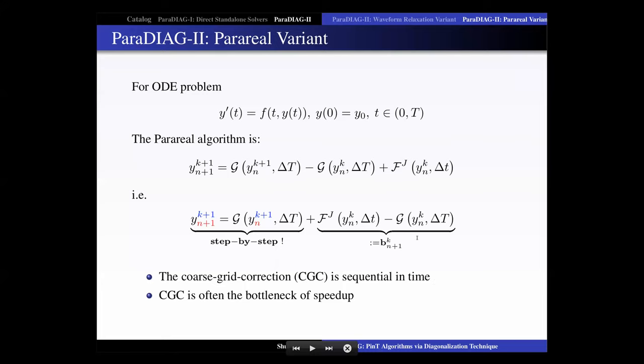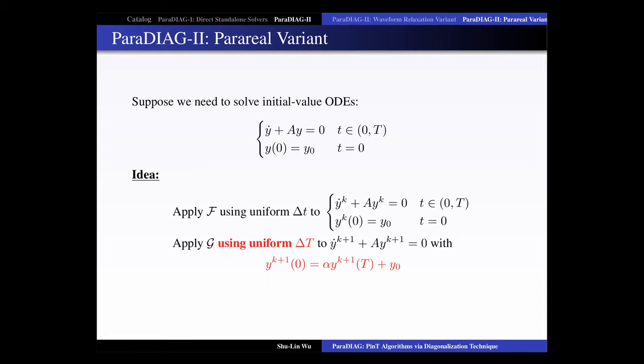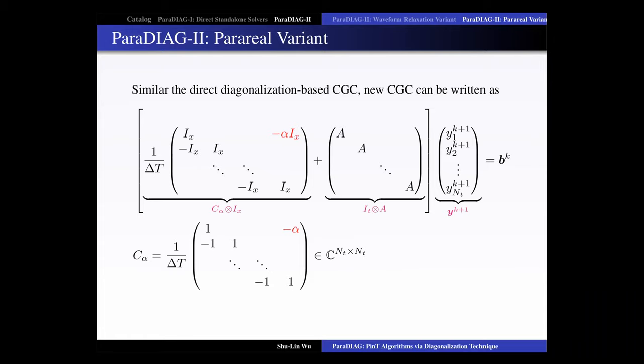Okay, this part is known from the previous iteration, so we denote it by b_k. The idea is to apply the G propagator using uniform step size to a modified ODE problem. So this is the initial condition, but we apply the G propagator to a head and tail coupled condition. Again, in each parallel iteration, we can represent the CGC as follows, as an all-at-once system. The information of the F propagator is contained in this vector, b_k. You see, alpha is again an alpha circulant matrix.